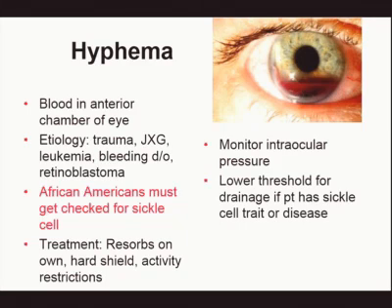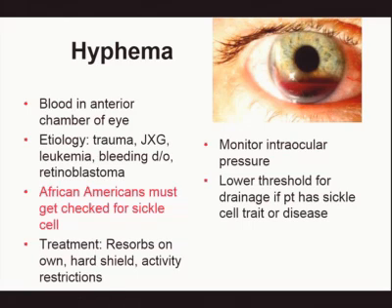A hyphema is blood in the anterior chamber of the eye. It can be due to trauma, it can be due to other things. So if there's no history of trauma, you want to work up for things like JXG, leukemia, bleeding disorder, or retinoblastoma. Any person who comes in who's African American with a hyphema, you have to check for sickle cell unless you have a known family history.